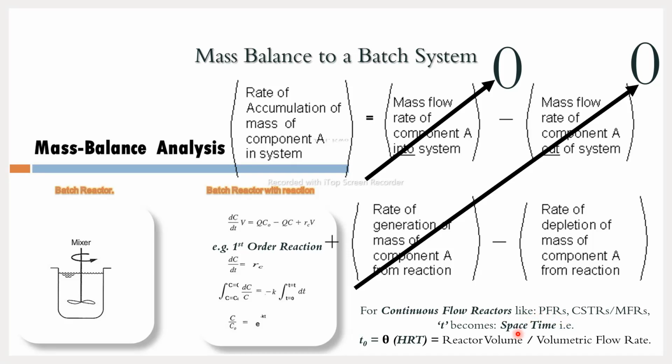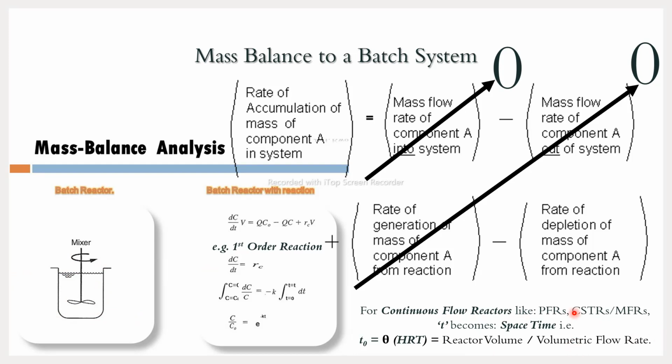The space time is defined as the time required for processing one reactor volume of feed. If you increase the reactor volume, the space time increases. If you decrease the reactor volume, the space time decreases. If you increase the volumetric flow rate, then the space time decreases, that is, it gets processed faster. The space time actually becomes lessened, so it gets processed higher.